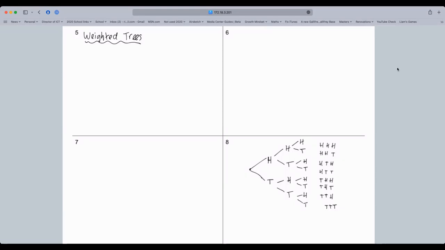I want you to draw a tree diagram in your workbook, please, to represent this. For the video, the 3 red cubes and the 2 blue cubes in a cup. Are we replacing it every time? Yeah, let's do that. Let's replace it every time. It makes it simpler. I'll pause the video, and then I'll unpause it once we're done.